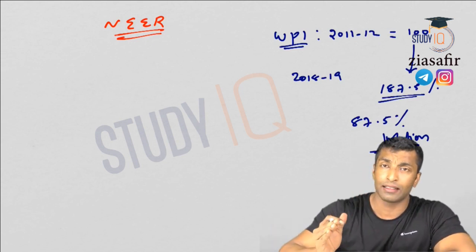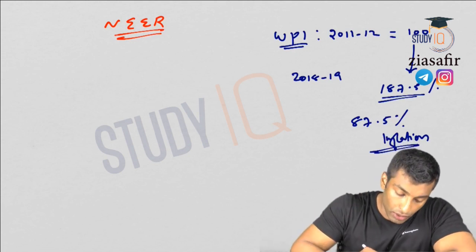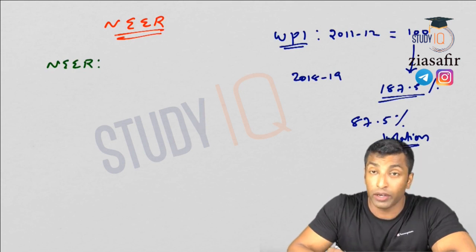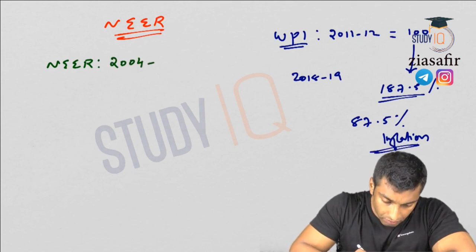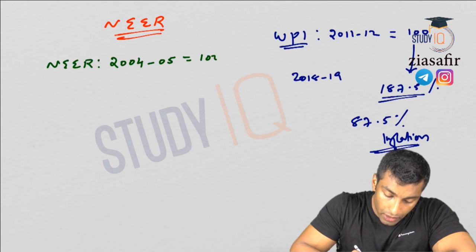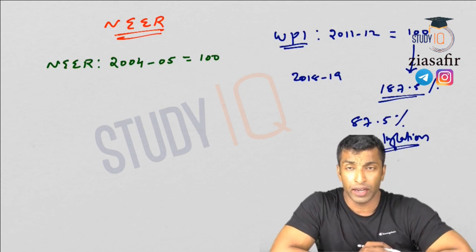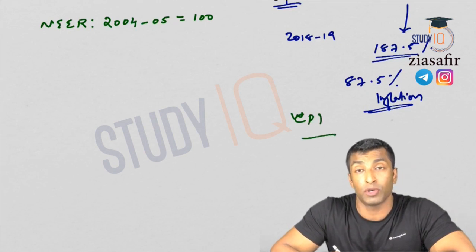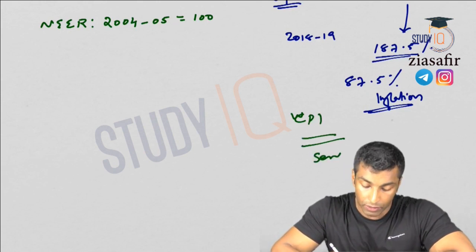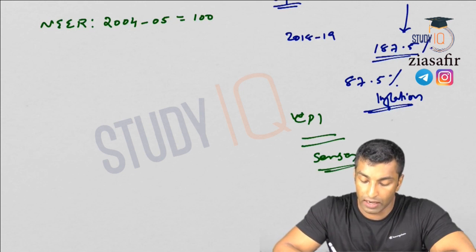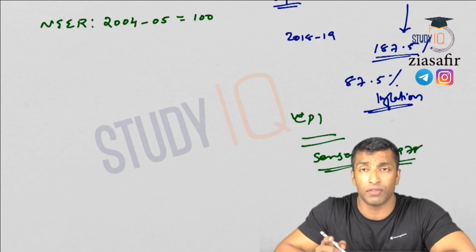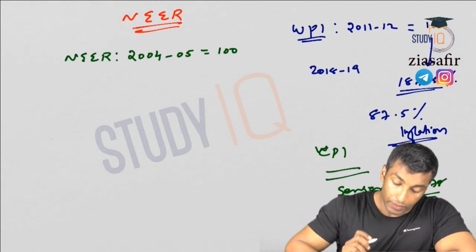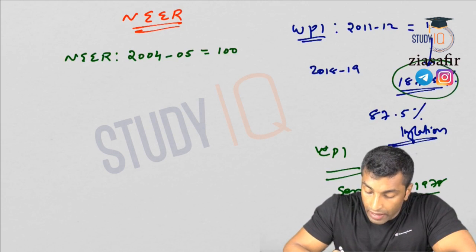Exactly like this WPI, we are talking about NEER. So how will you write this NEER? NEER colon, the base year you will write 2004-5 equal to 100. The base value will be 100. Like WPI, we have already discussed CPI, we have discussed the GDP deflator. In fact, we have discussed the Sensex also, and the base year I've told you is 1978, which was not changing. I've discussed with you the reasons why it is not changing also.